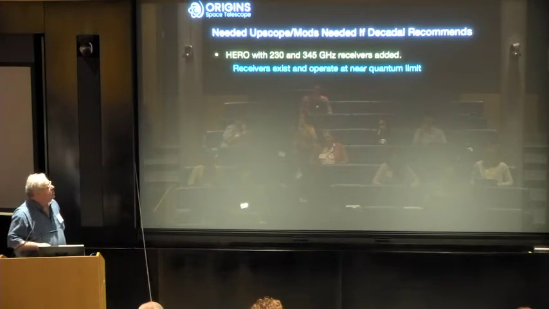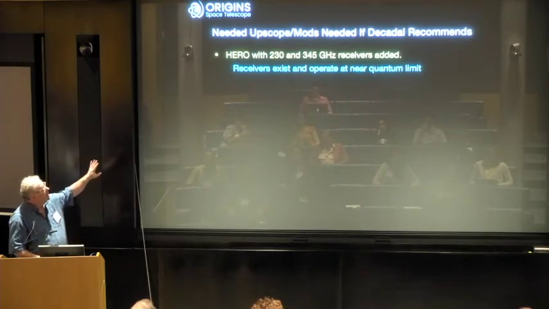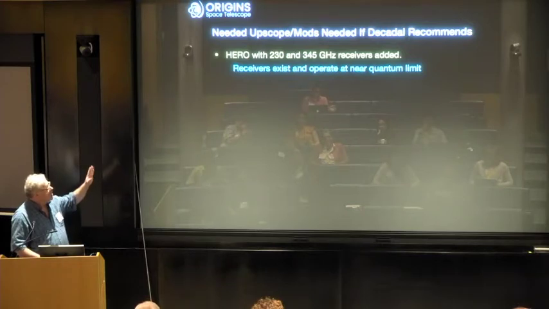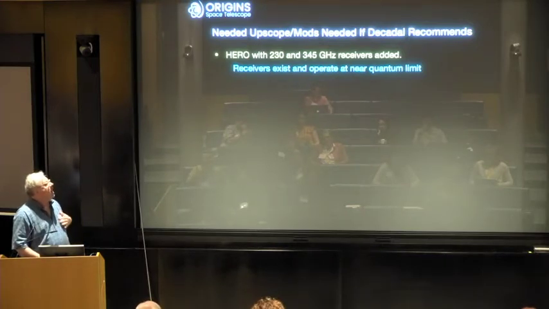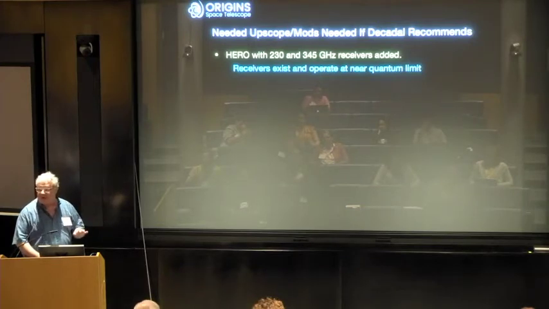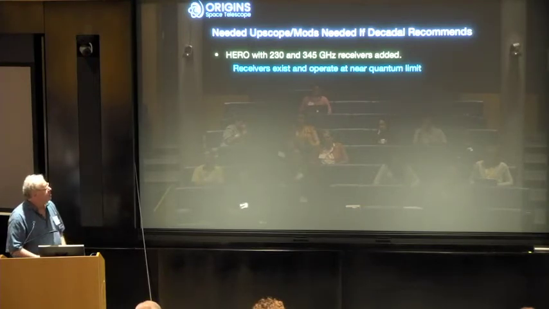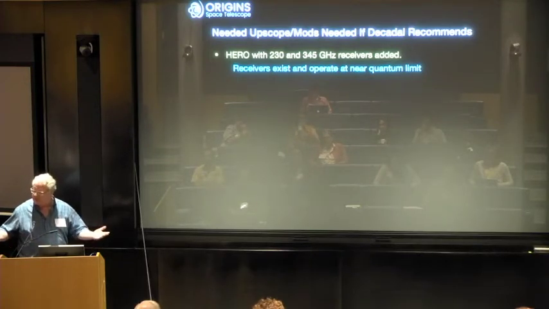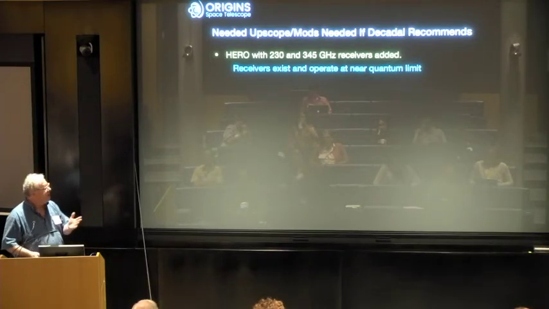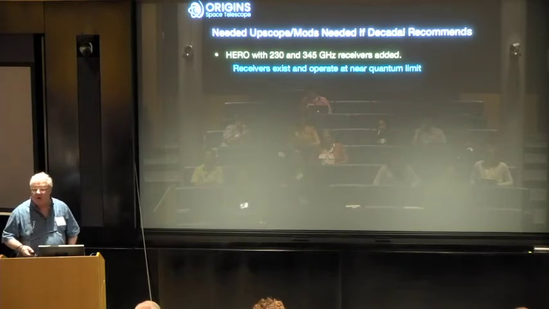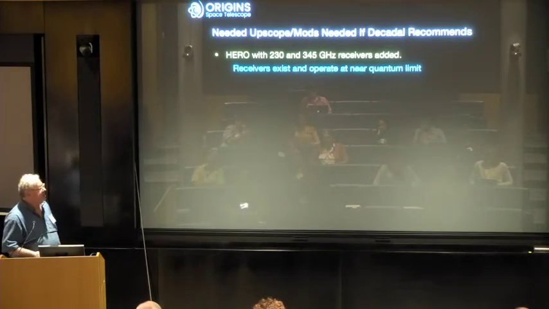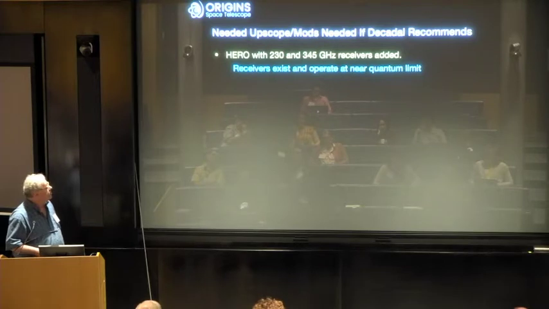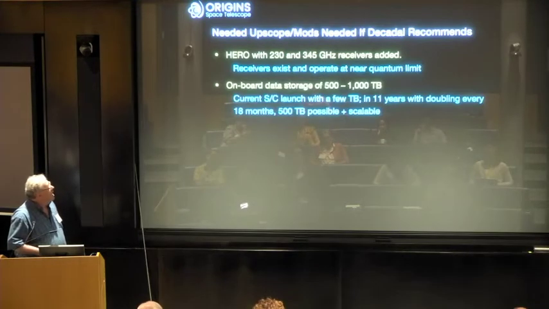So one of the things we would need to do, of course, is invoke the upscope that includes HERO and add a single pixel at 230 and 345 gigahertz to correspond with the ground-based sites. Fortunately, these receivers exist. That's what was used to take the data that we saw, and they operate near the quantum limit. So this is not a particularly high hurdle to cross.